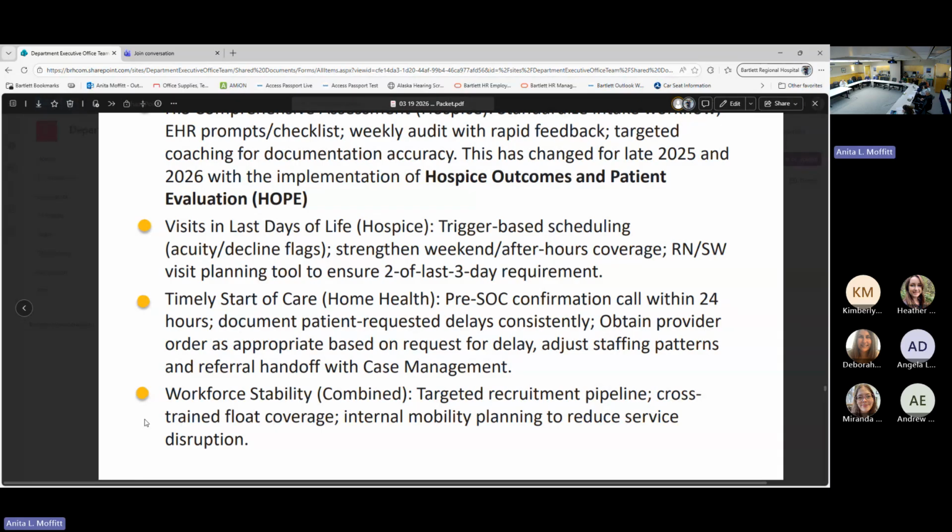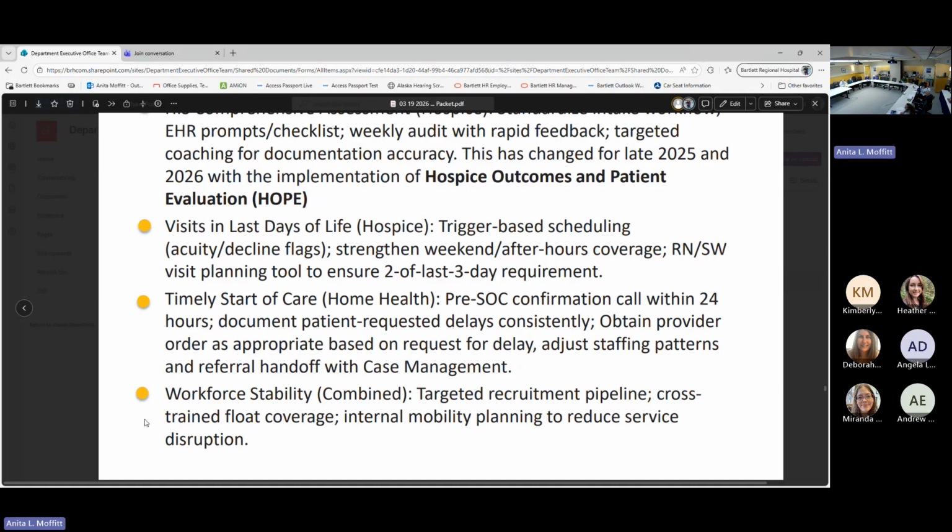So the next one is the visits in the last days of life. We definitely want to do that, not just for data collection, but we want to make sure that the patients are receiving those visits to be able to have, what am I trying to say? Comfortable death. Comfortable end of life.